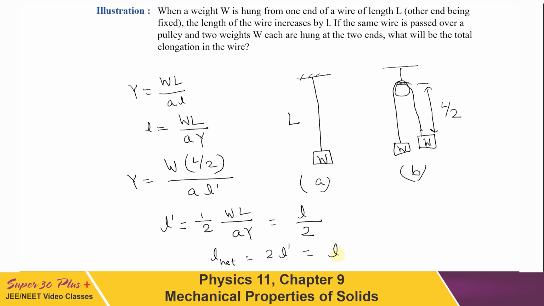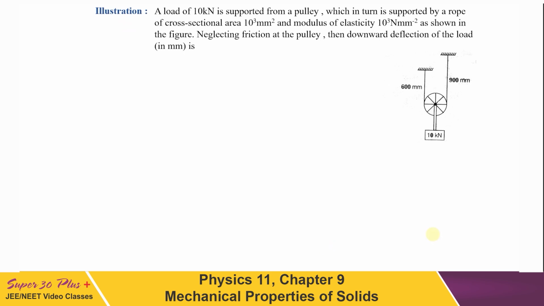And as you can see, the increase in length has to be the same in both cases, whether only one weight is hung, or the wire is passing through a pulley and the two weights are hung from each side. In both cases, we got the extension to be the same. Let us come to one more problem.